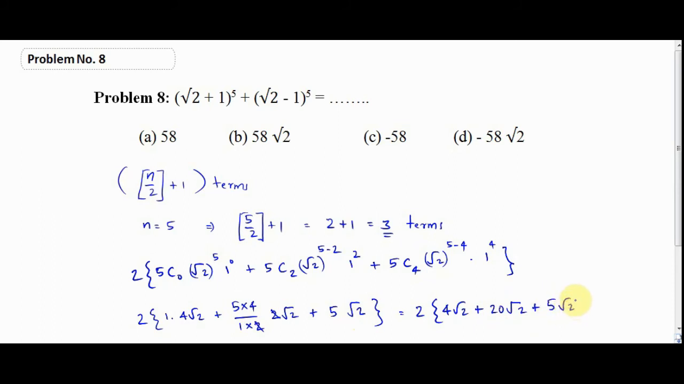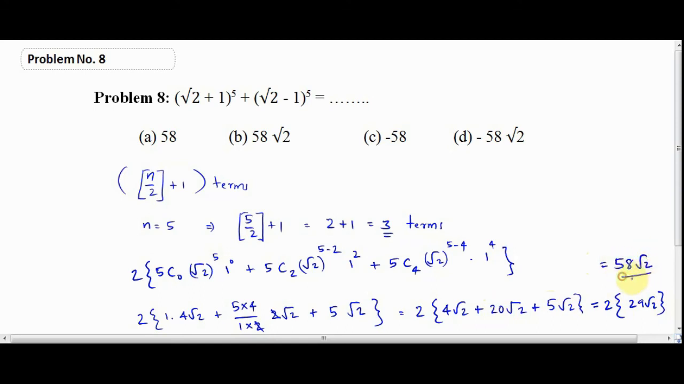Okay. So when you add all these things, we will get it as 2 into 4 plus 20, 24 plus 5, 29 root 2. 29 root 2 into 2. So that will be equal to 29 into 2, that is 58. 58 into root 2. Okay. So that will be the answer. So here option B gives the right answer. So option B is the right choice. Okay.